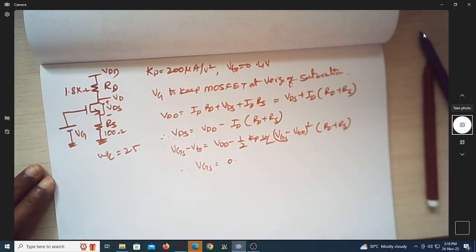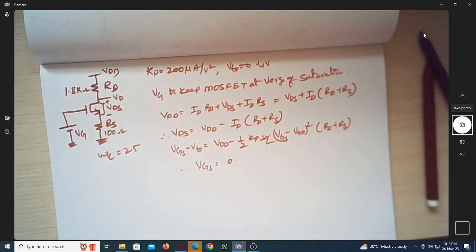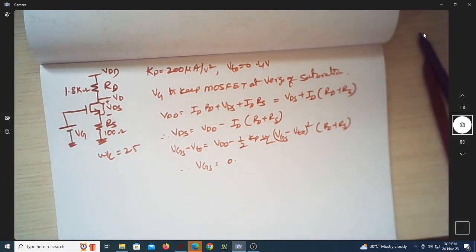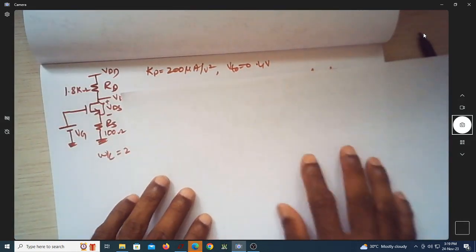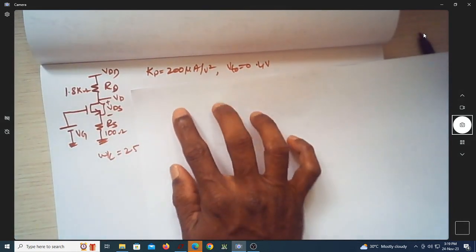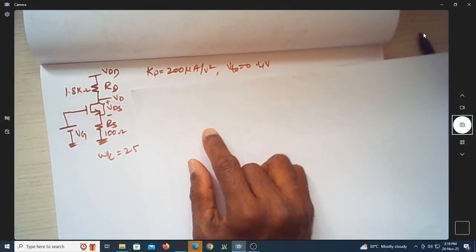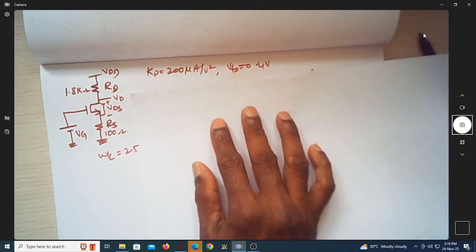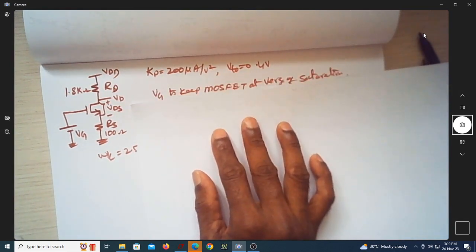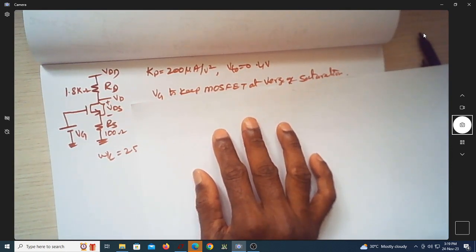Okay, let us see circuit analysis. Now we have, let me just close it for the time being. So now this is a circuit given. We have been asked to find out the value of Vg to keep the MOSFET at verge of saturation. Again, when it is verge of saturation, VDS happens to be VGS minus VTO.